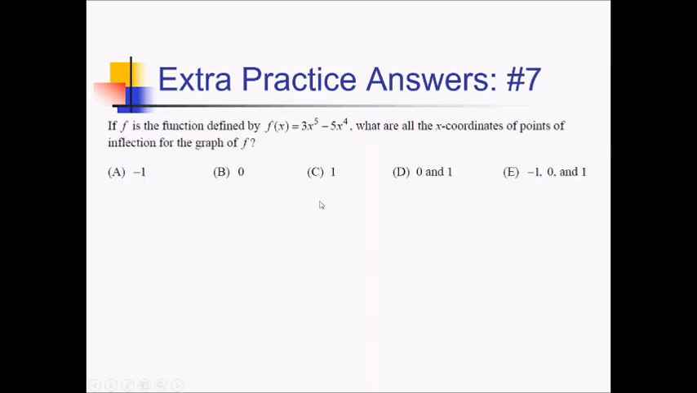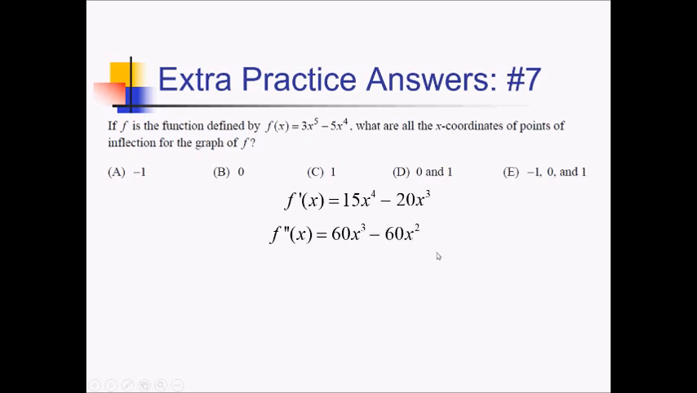On this problem, I have a function defined as 3x to the fifth minus 5x to the fourth, and I want the x values of my points of inflection for f. So I'm going to need to figure out where f double prime is changing sign. Let me get f double prime first. So f prime, because we need that before we get f double prime, is going to be 15x to the fourth minus 20x to the third. And now taking one more derivative, f double prime, that's going to be 60x cubed minus 60x squared.